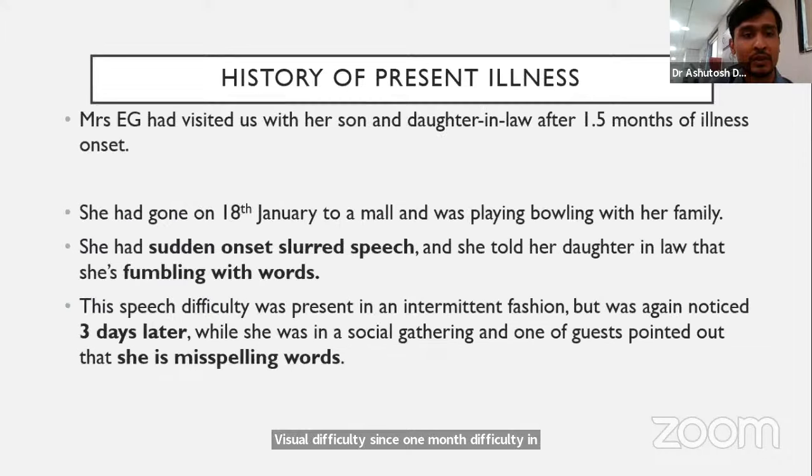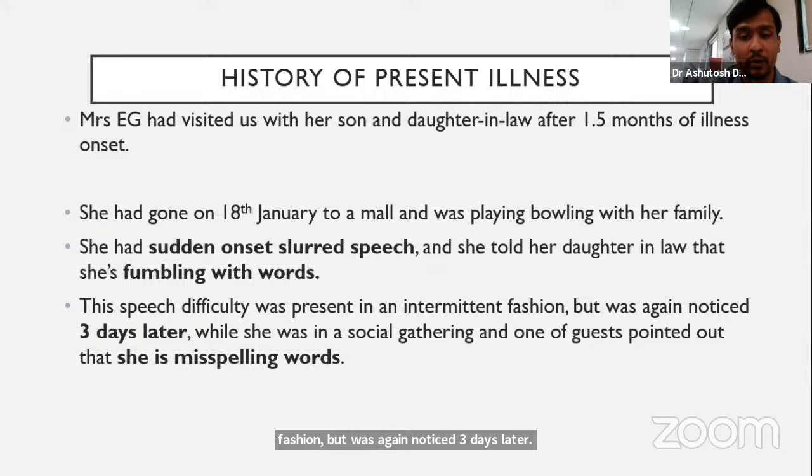Mrs. E.G. had visited us with her son and daughter-in-law after 1.5 months of illness onset. She had gone on 18 January to a mall and was playing bowling with her friend, family. She had sudden onset slurred speech, and she told her daughter-in-law that she's fumbling with words. The speech difficulty was present in an intermittent fashion, but was again noticed 3 days later while she was in a social gathering, and one of the guests pointed out that she's misspelling the words.